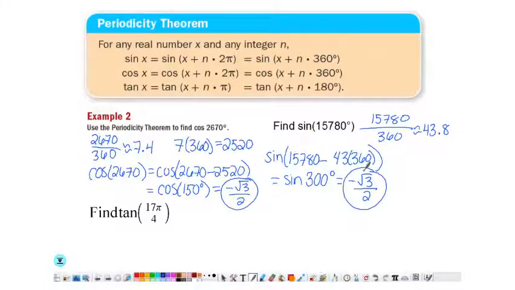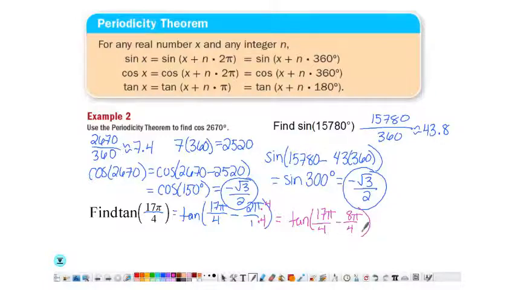Okay, so let's do an example in radians. So now we have tangent of 17 pi over 4. So we want to subtract off multiples of 2 pi to get back within there. So let's do this longhand with radians. We have 17 pi over 4, and we want to subtract 2 pi over 1 from it. Well, 2 pi over 1, I need to multiply the top and the bottom by 4 to get a common denominator. So this is going to turn into tangent of 17 pi over 4 minus 8 pi over 4.